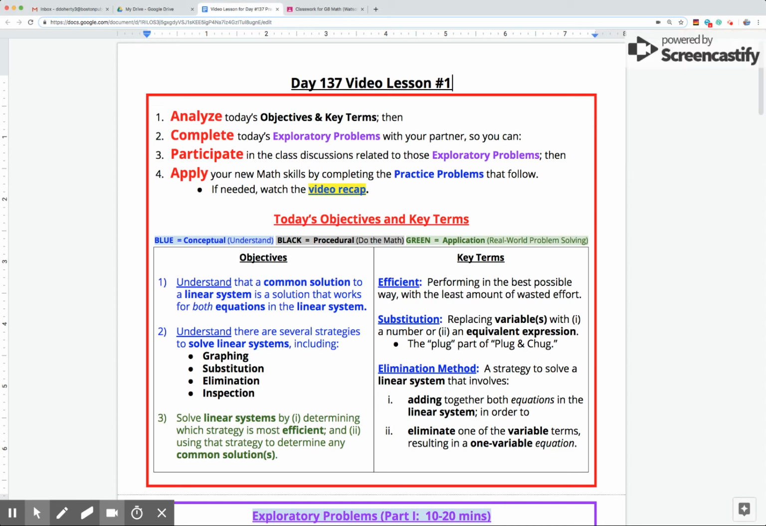Good morning. Happy Thursday. Today is day 137. By now, we're pretty far into class. You have already completed today's exploratory problems with your partner after you had analyzed today's objectives and key terms.